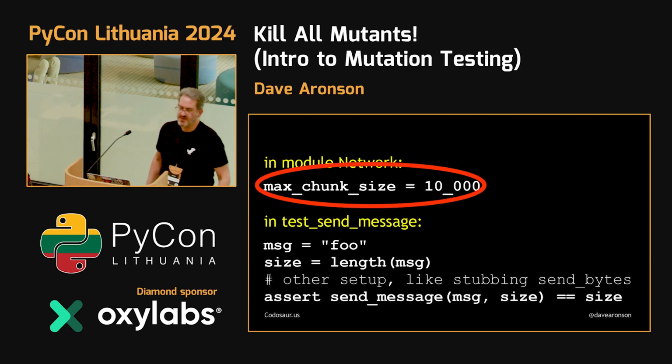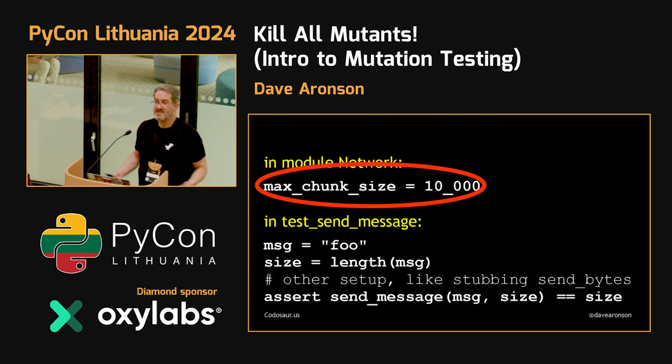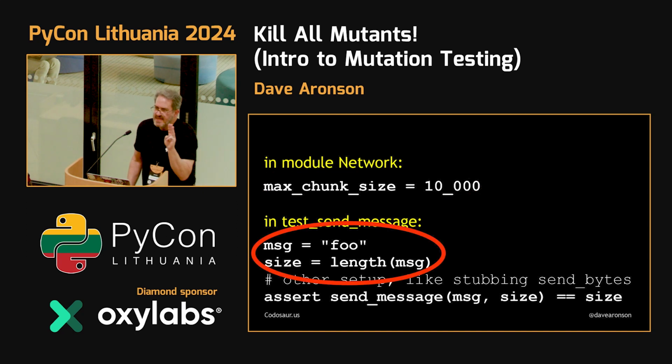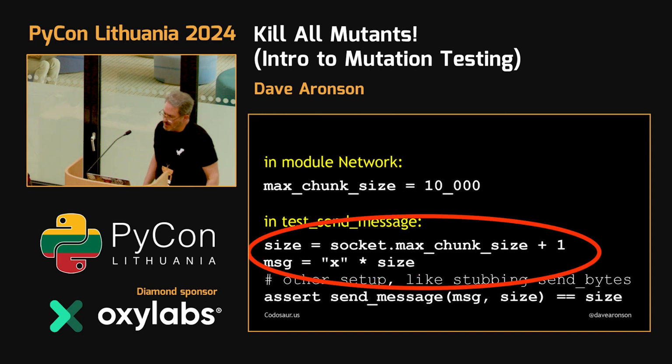For instance, suppose our maximum chunk size, what send bytes can handle in one chunk, is 10,000 bytes, but we're only testing with an itty-bitty 3-byte message. The obvious fix is to deliberately use a message larger than our maximum chunk size, and with this sort of pseudo messaging, we can easily construct one like so. But let's look at another possible cause and solution.